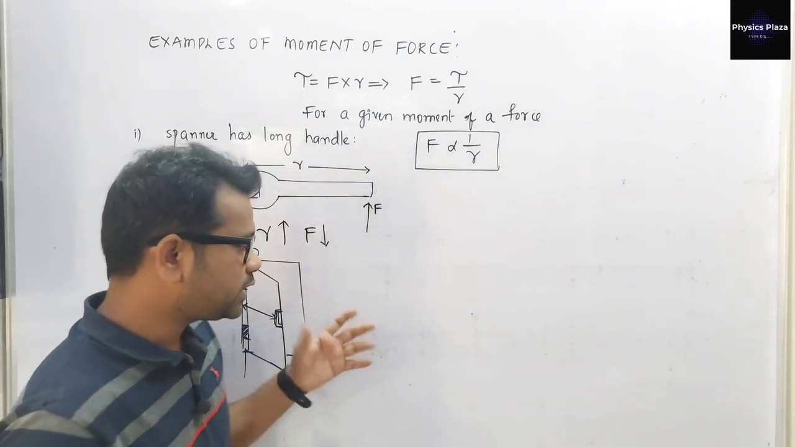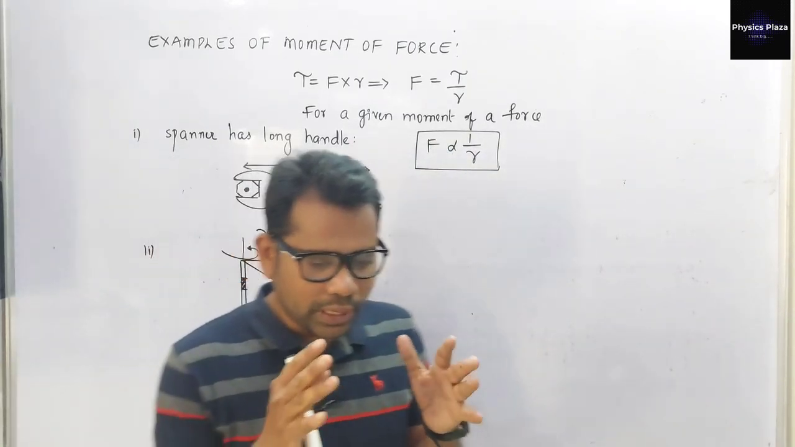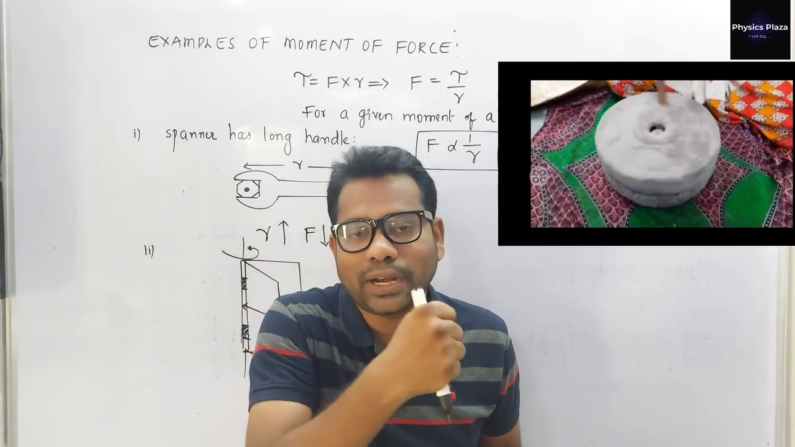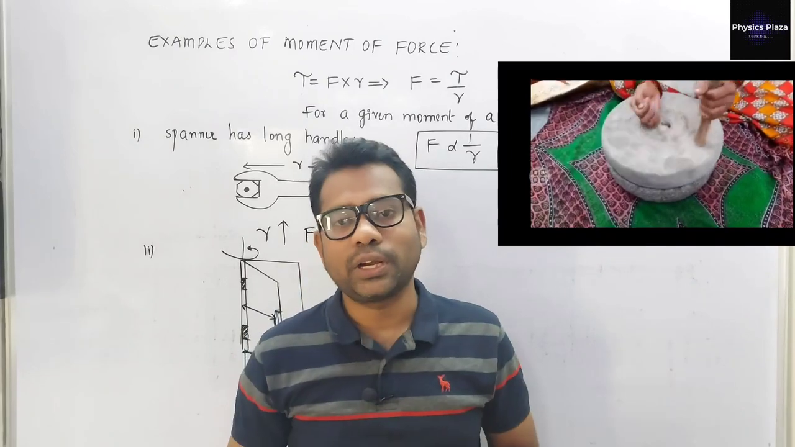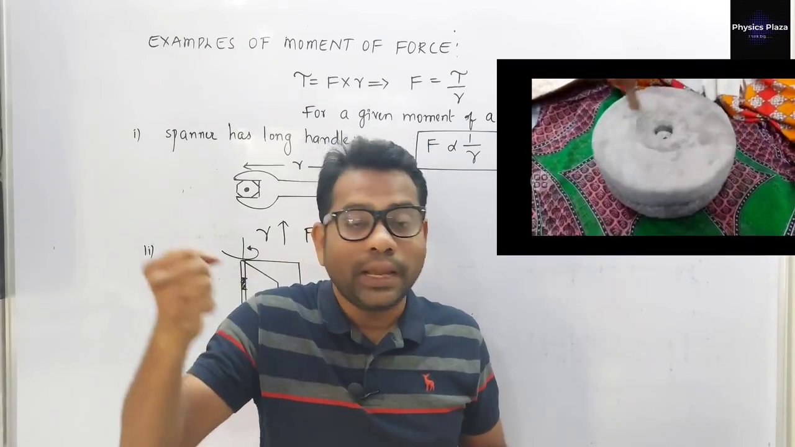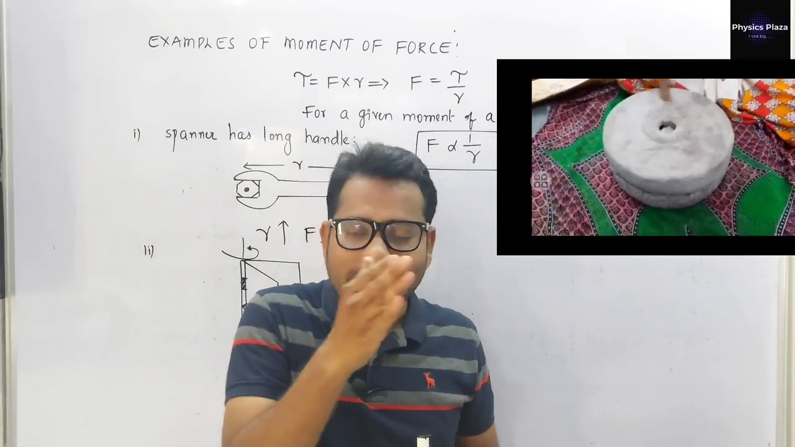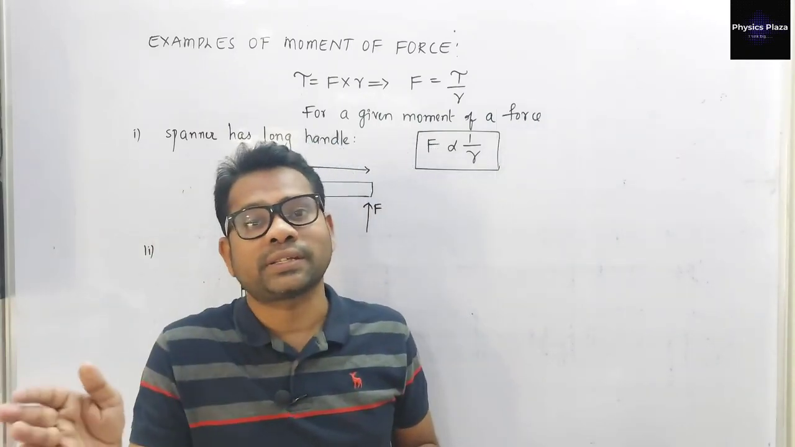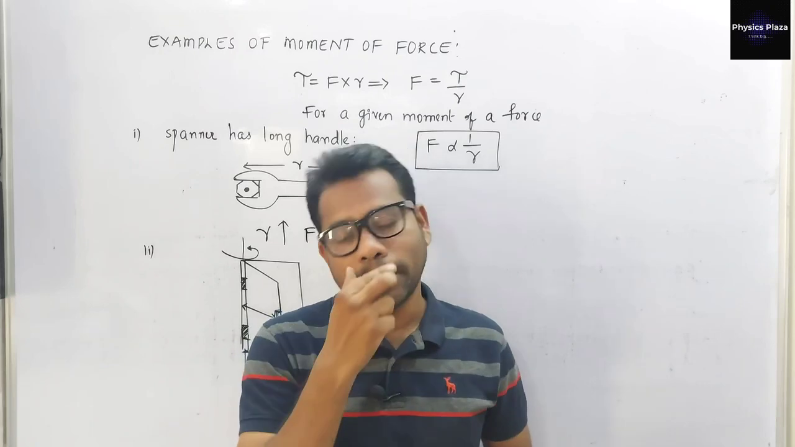Not only that, there are other cases. Do you have an idea? Hand floor grinder. For a hand floor grinder also, children, the handle is provided near the rim only. Why is it arranged near the rim only? So as to increase the perpendicular distance. Then the force required will be reduced.